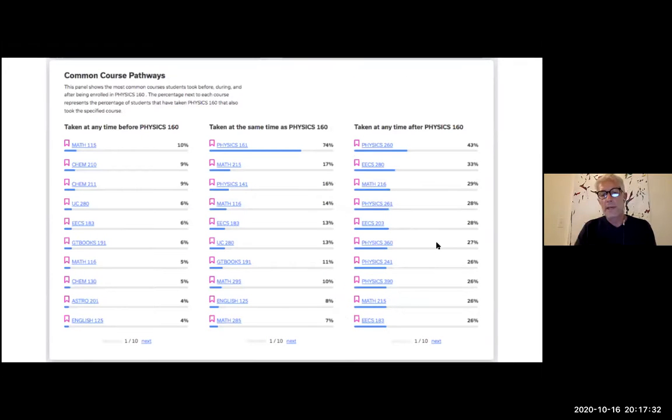And then scrolling down the page, you get other information. One of the most useful things for both students and faculty is to see what students took before taking Physics 160, what they take at the same time, and what they take after. In this case, taking the lab makes sense. That's required. And then 260 is the next semester, and we see that only 43% go on to take 260. So maybe we should try to increase that fraction.